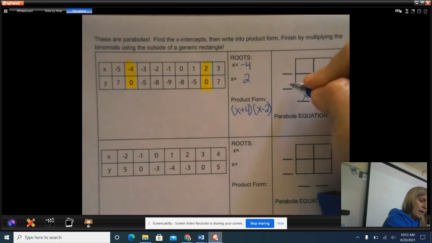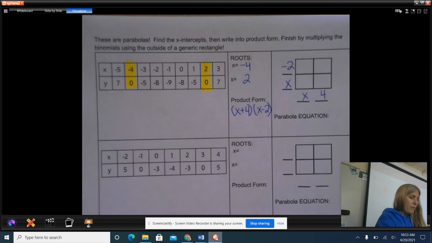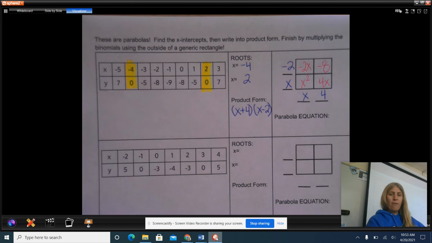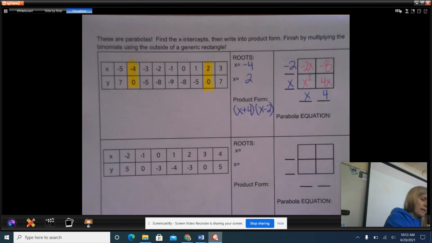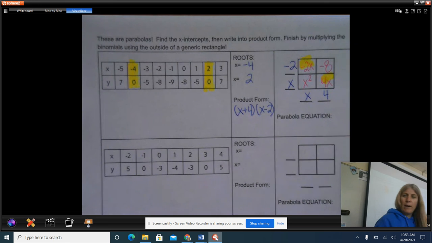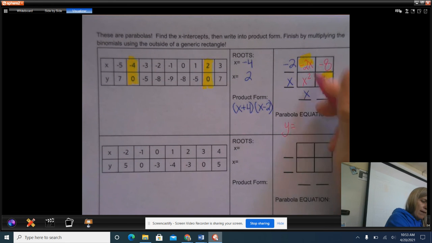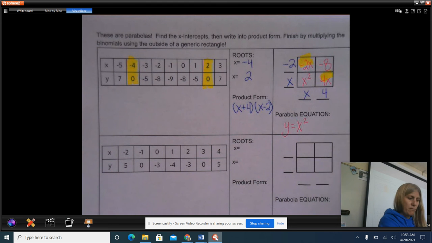There's x plus 4, and going from the bottom up, x minus 2. And now we're going to multiply, multiply, multiply, multiply. X times x is x squared. X times 4 is 4x. X times -2 is -2x. And 4 times -2 is -8. Our final step is to put it in the correct order, and all we have to do is combine those like terms. So we start with y is equal to x squared. We combine our like terms: 4x minus 2x is positive 2x. And then we have our constant, -8. And this is our final answer.